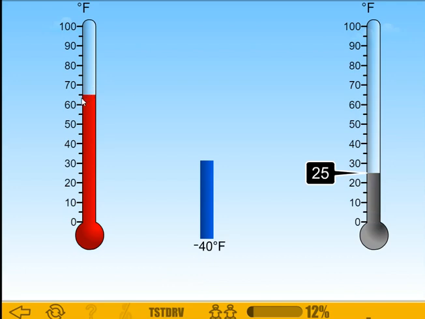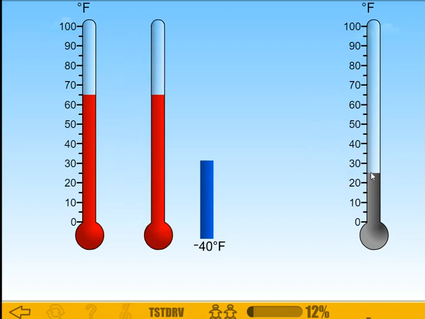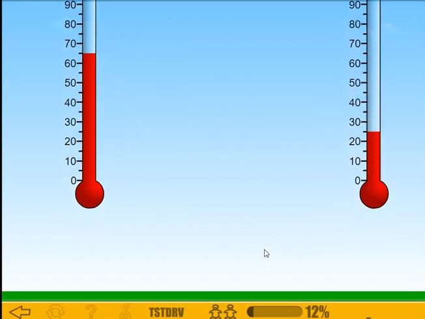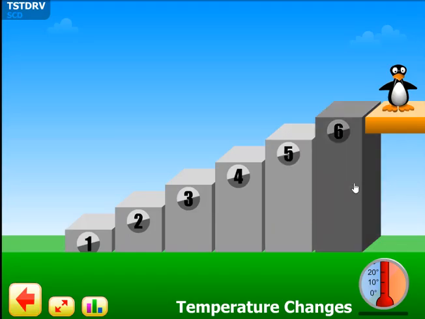If you start at 65 and you take away 40, so we start at 65, you take away 10, 20, 30, 40, we're down to 25. Right? You get colder. There you go.